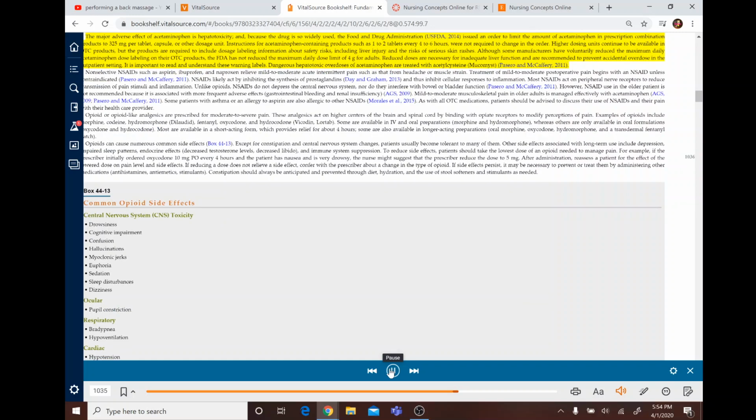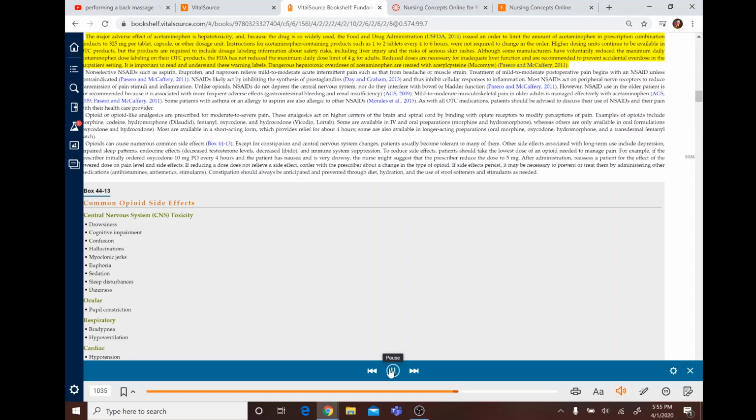The major adverse effect of acetaminophen is hepatotoxicity, and, because the drug is so widely used, the Food and Drug Administration, USFDA, 2014, issued an order to limit the amount of acetaminophen in prescription combination products to 325 mg per tablet, capsule, or other dosage unit. Instructions for acetaminophen containing products such as 1 to 2 tablets every 4 to 6 hours were not required to change in the order.